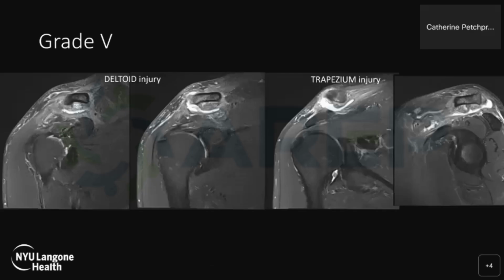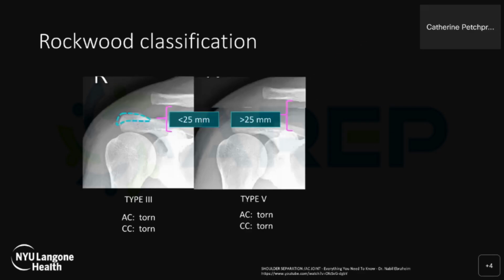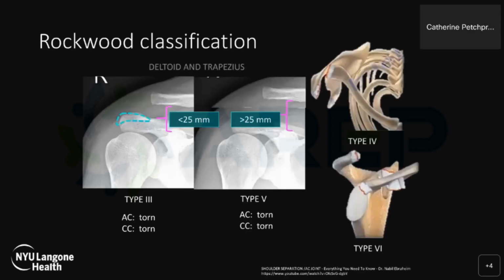Here, another example of a grade 5 injury. We see disruption of the corticoclavicular and acromioclavicular ligaments on the coronal oblique and sagittal oblique sequences. We can also see that there's injury to the deltoid and trapezius muscles at their insertion on the distal clavicle. Type 4 and type 6 injuries are much less common. In the type 4 injury, the clavicle is driven posteriorly, and in the type 6 injury, the clavicle is driven inferiorly.